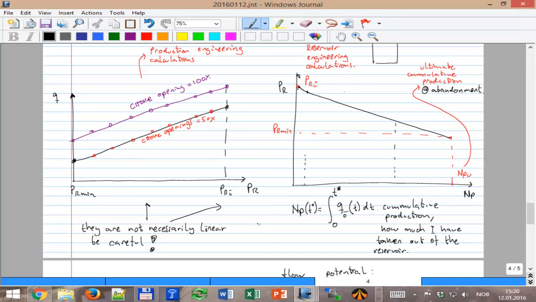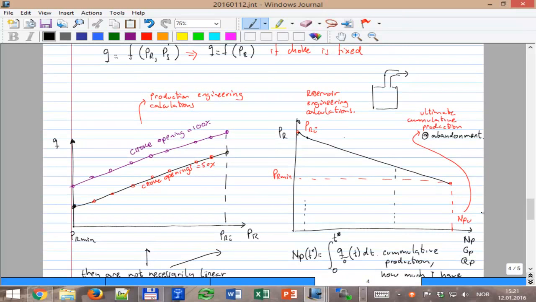This is for oil, NP. We can say GP for gas, or QP if we want to keep it general for either of the two phases. Okay, NP, GP, or QP. If we are looking at a certain point in time, that's nothing but the integral of all the rates from time 0 to the time that you're analyzing. That gives you the volume that I have taken out of the reservoir. Or I could also say the volume that is left in the reservoir, right? Is that equivalent? Yep.